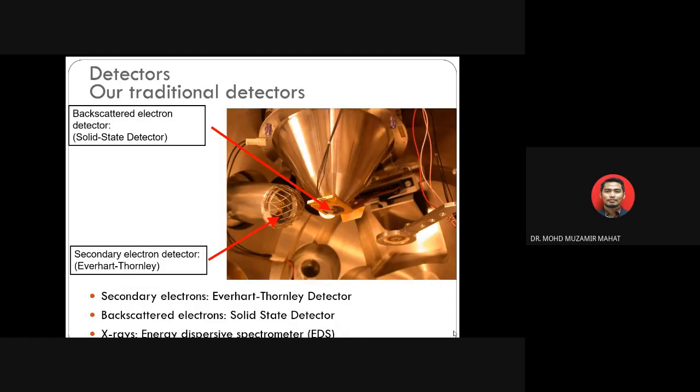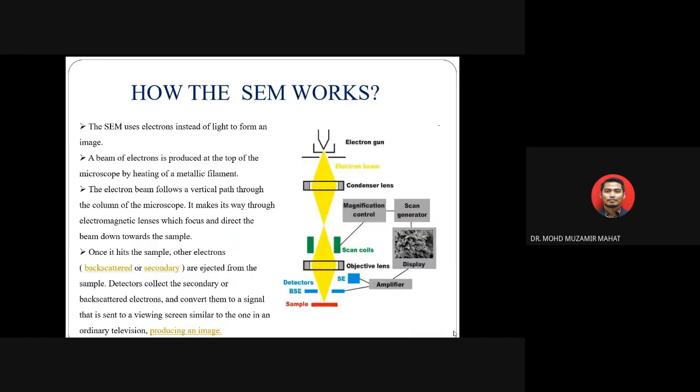Detectors. Traditional detectors include the backscatter electron detector, which is a solid state detector, and the secondary electron detector, the Everhart-Thornley. These detectors are used to give different information.